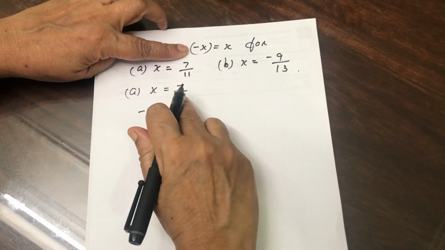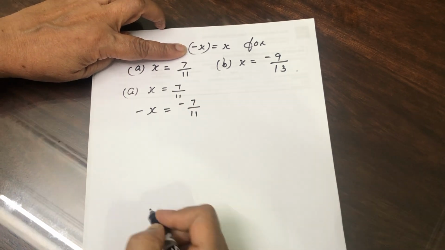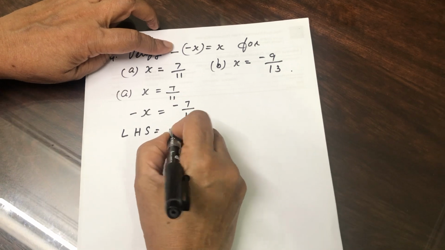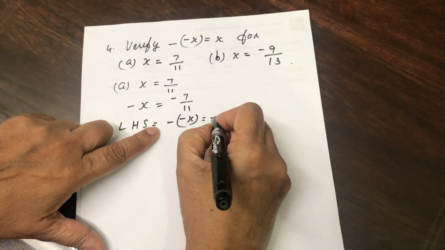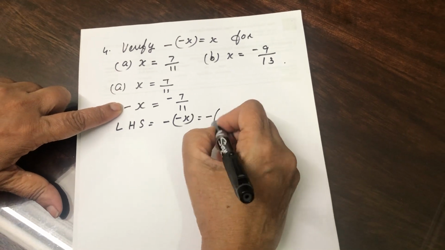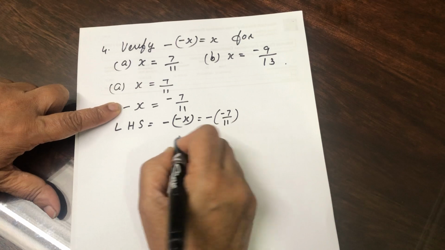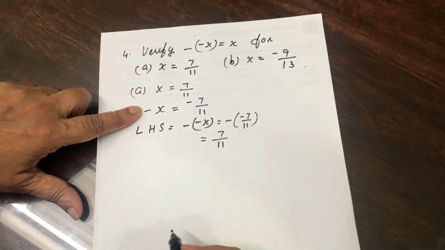What is minus x? x is 7 by 11, so minus x is minus 7 by 11. Now our LHS is minus of minus x. That is minus of minus 7 by 11, which is equal to minus minus, which will become plus 7 by 11.